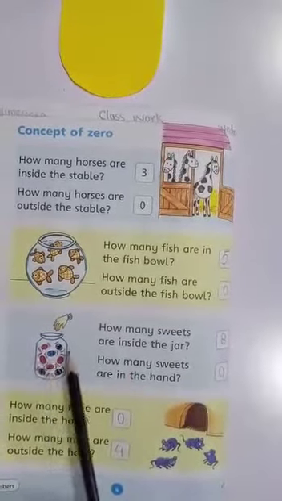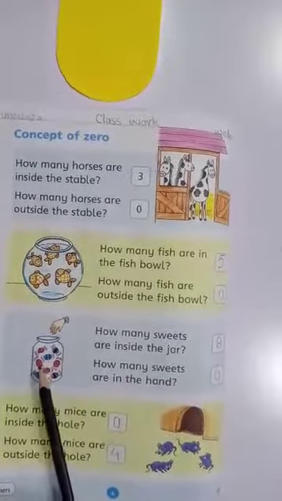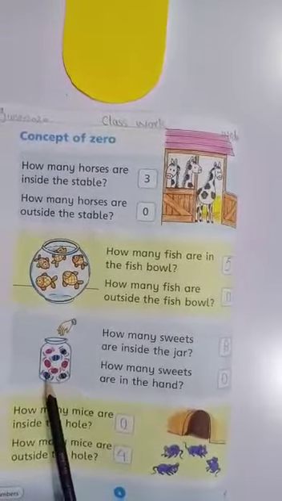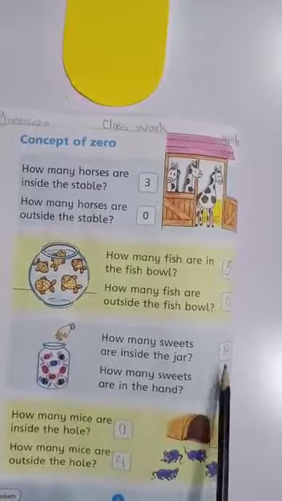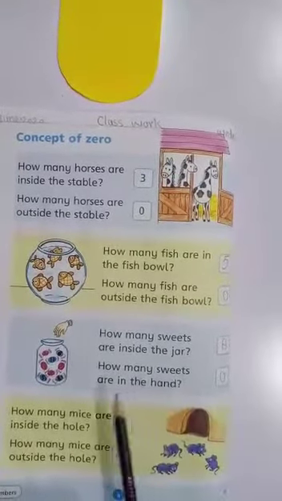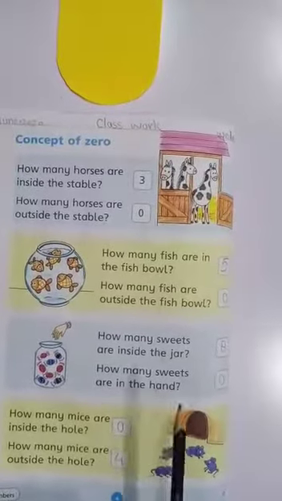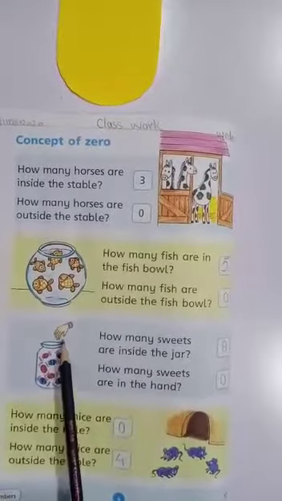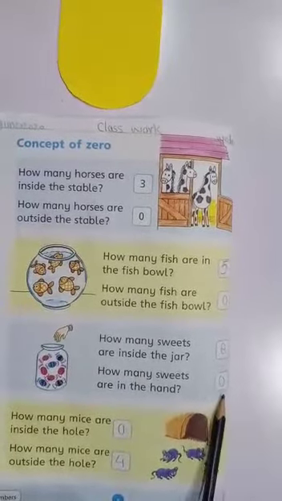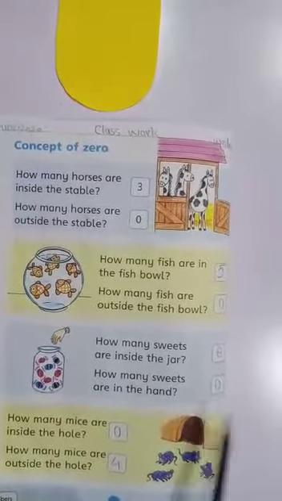How many sweets are inside the jar? We will count. 1, 2, 3, 4, 5, 6, 7, 8. We will write number 8. How many sweets are in the hand? Look at this hand. 0. We will write 0.